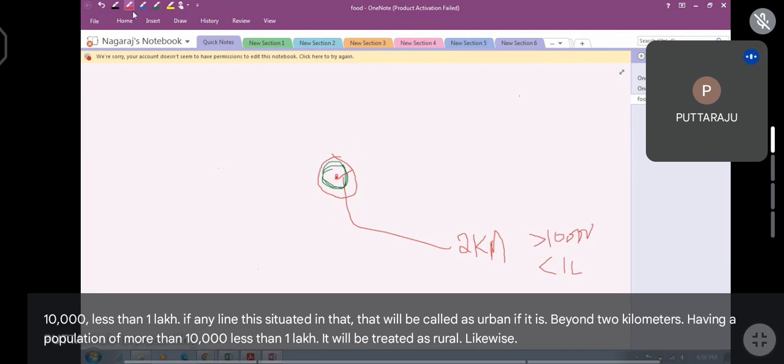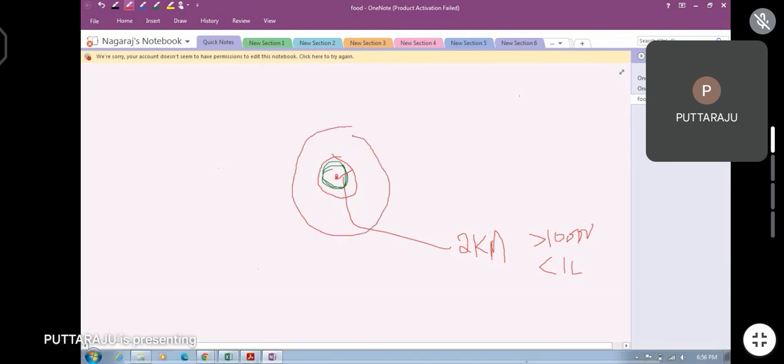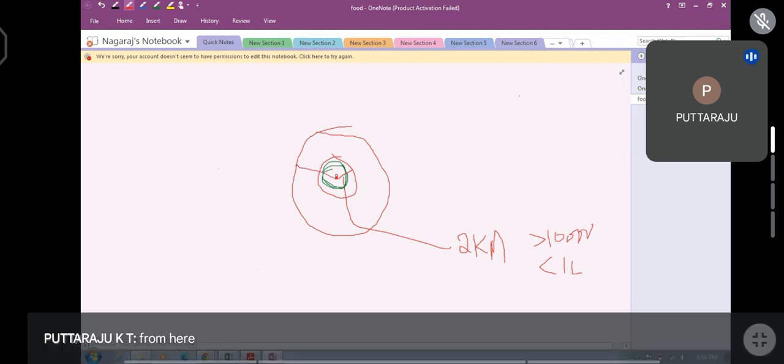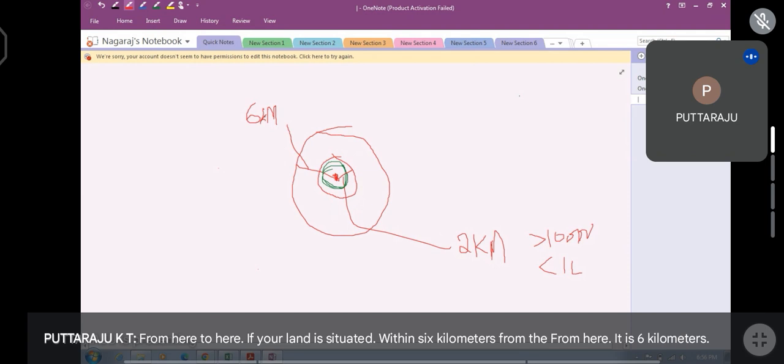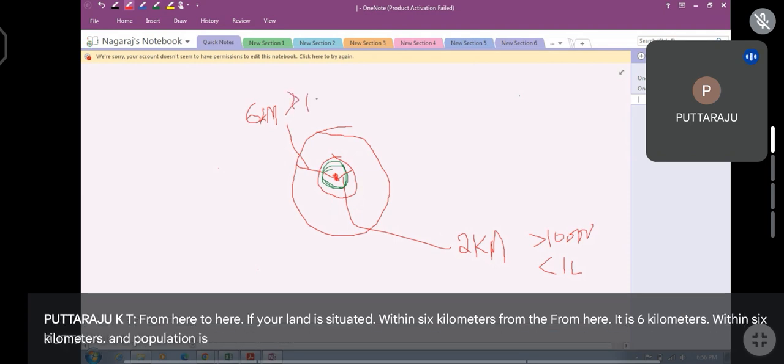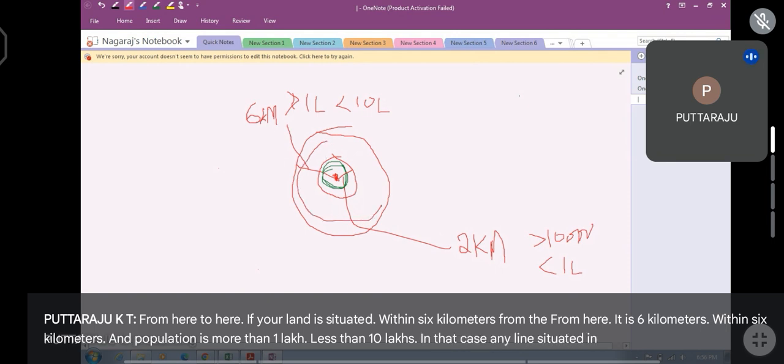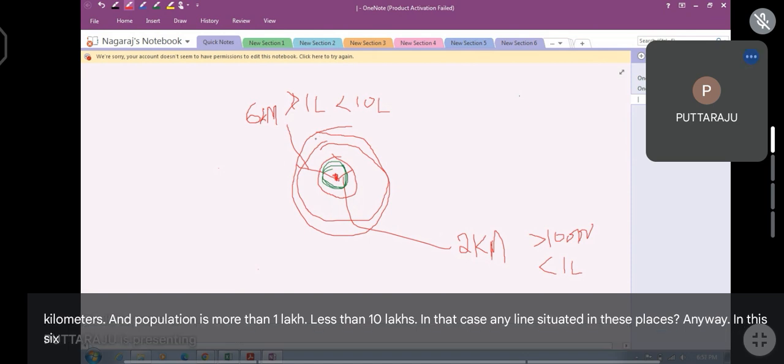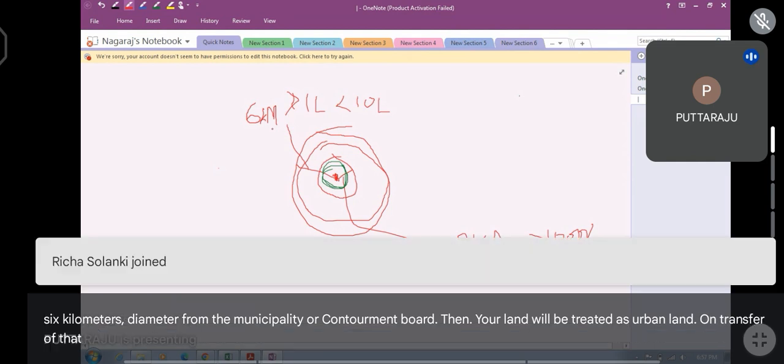Likewise, from here to here, if your land is situated within 6 kilometers from here, within 6 kilometers, and the population is more than 1 lakh, less than 10 lakhs, in that case, any land situated anywhere in the 6 kilometers diameter from the municipality or cantonment board will be treated as urban land.